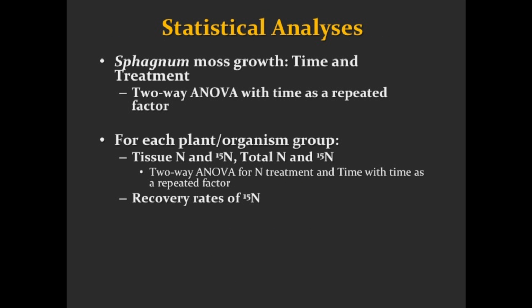For the analysis of the data, we mostly did two-way ANOVA with time as a repeated factor. Different vegetation groups were analyzed individually because they were collected from the same plot, so they're not independent of each other. I'm going to talk about the recovery rates of N15 later on.